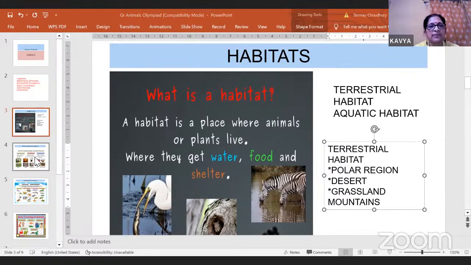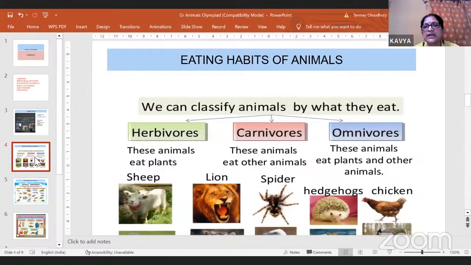Now let us come to the eating habits of animals. So questions have been asked on the eating habits of animals, on what they eat, what they like to eat. So we have got the herbivores and the carnivores. The herbivores are animals that eat plants, and carnivores are the animals that eat other animals. And omnivores are those that eat both plants and animals. So these are the three classifications, the three groups into which animals have been put based on their eating habits.